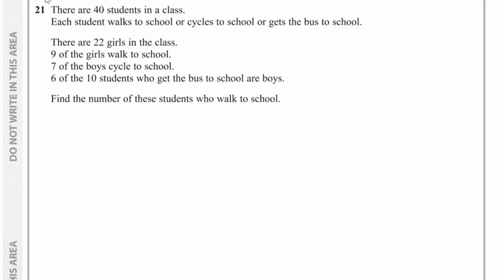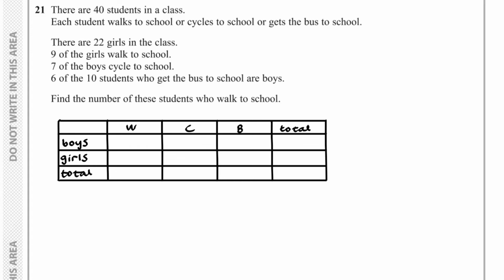And to do this question, hopefully you can see we've got two categories. We've got boys and girls, so we've got gender, and then we've got the method in which they get to school: walking, cycling, or getting the bus. So therefore we can construct a two-way table. So here we've got this two-way table. Now let's fill in the information we know already.